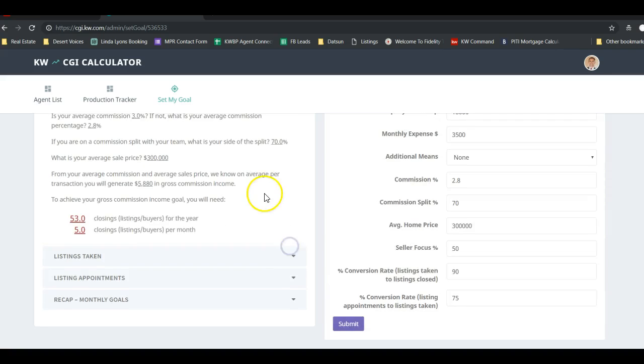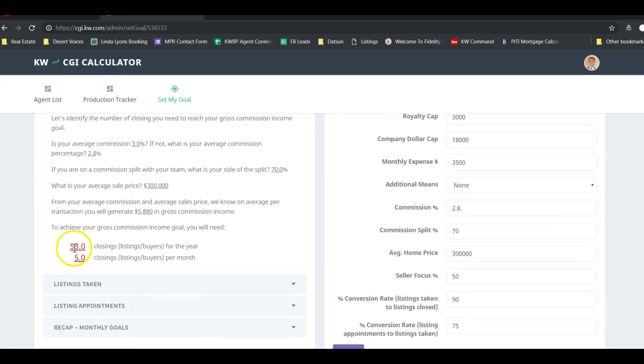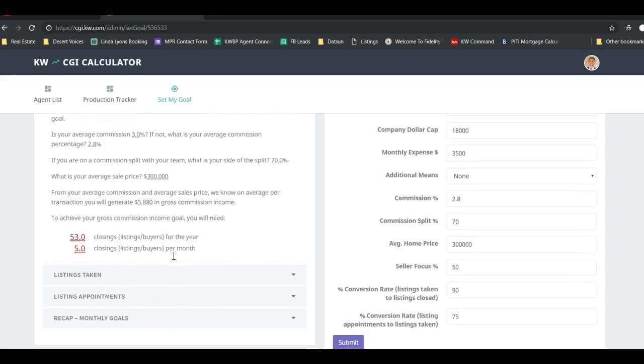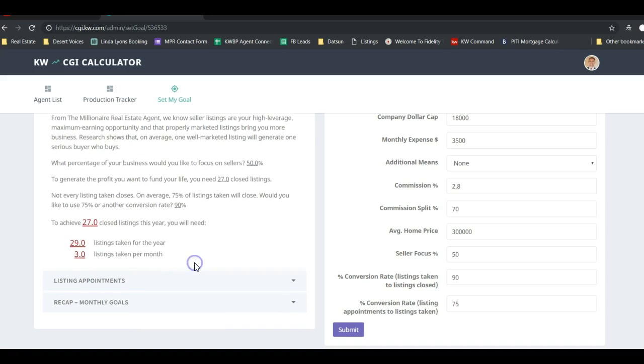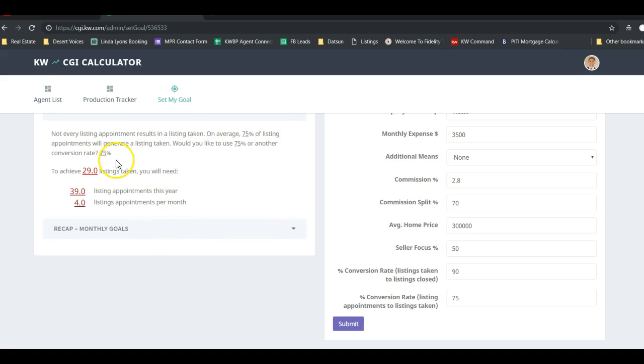Now closings, listings versus buyers. Here's what it says. You need 53 closings this year, 5 per month. Pretty straightforward. Listings taken: you need 27 closed listings this year, so you need 29 listings taken. That's an average of 3 per month. To get your 29 listings taken, you need to take 39 appointments this year. That's an average of 4 appointments per month.